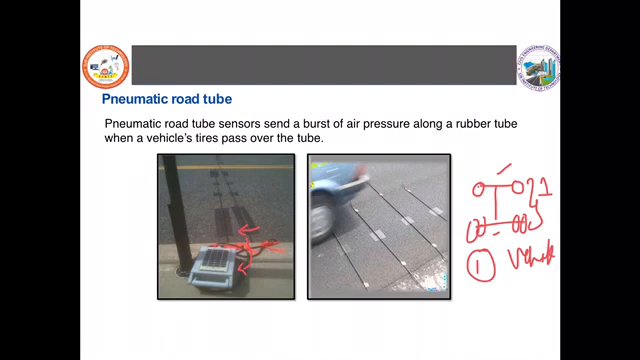Like that, the passage of each and every vehicle can be recorded with the help of the pneumatic tubes, which are nothing but rubber tubes. The disadvantage is that you cannot have a classified volume count here. It will just count the number of vehicles passing. We may not know the category of that vehicle, whether it is a car, bus, or truck.